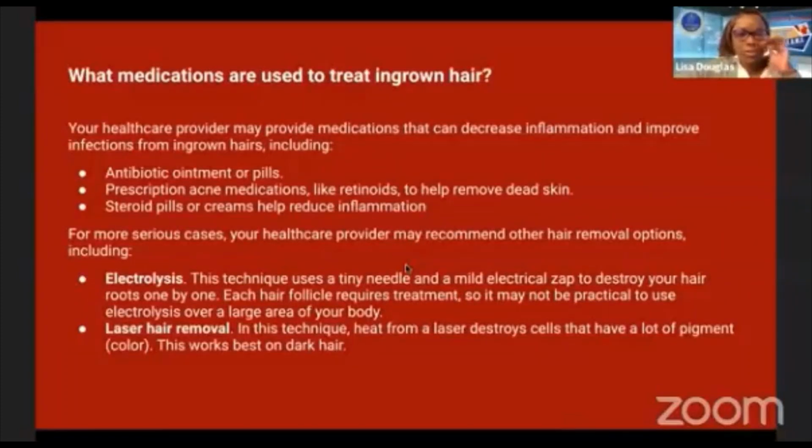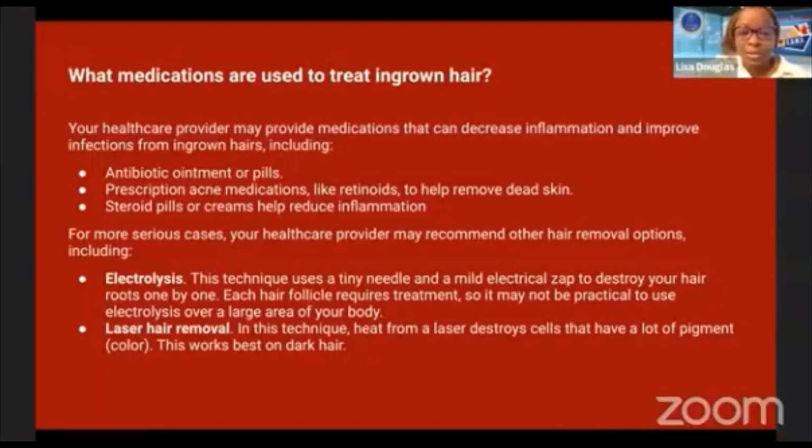So what medications are used to treat it? Your healthcare provider may prescribe medication that can decrease the inflammation and improve infections from ingrown hairs. This includes antibiotics, ointments, or pills, prescription acne medications like retinoids to help remove dead skin, and steroid pills or cream to help reduce the inflammation.